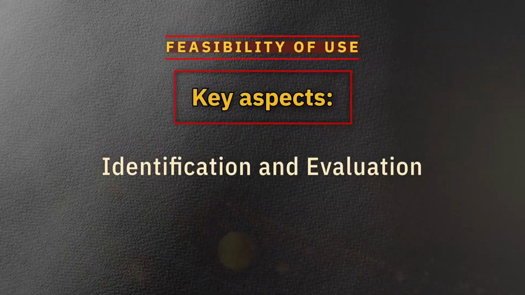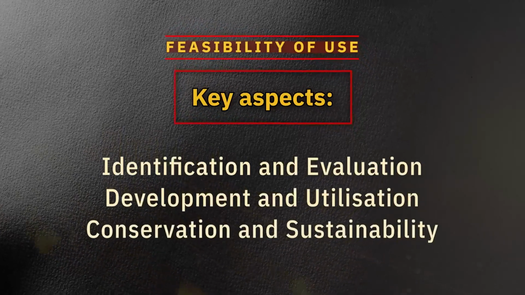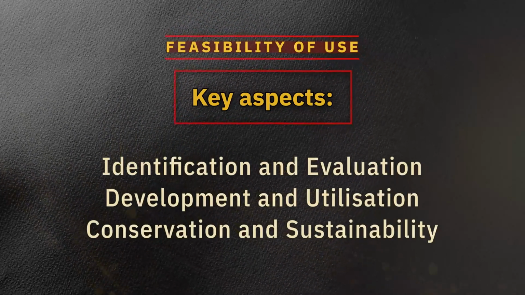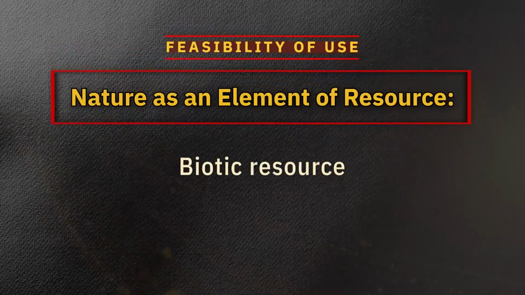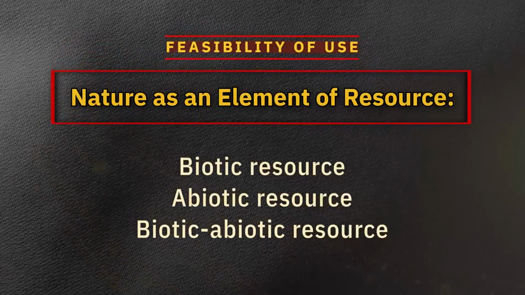Next, resource process. Identification and evaluation, where resources are found or not. Development and utilization, considering all the previous processes. So conservation and sustainability. And there are biotic resources, abiotic resources. Biotic resources are living resources, plants and animals, fish, etc., forest. Abiotic, rocks, minerals. Biotic, abiotic resources, soil and some rocks, coal or fossil fuels.